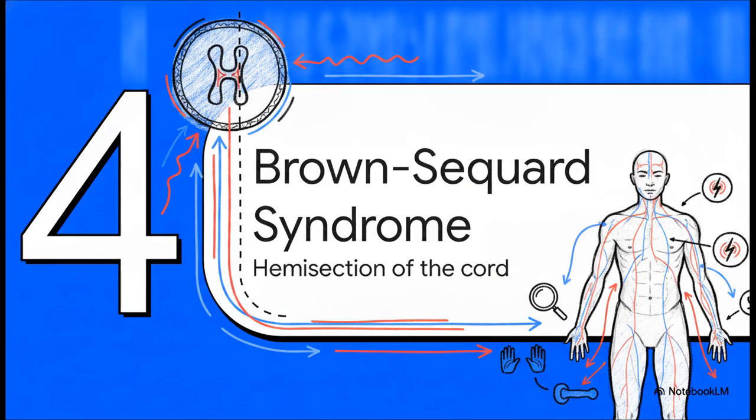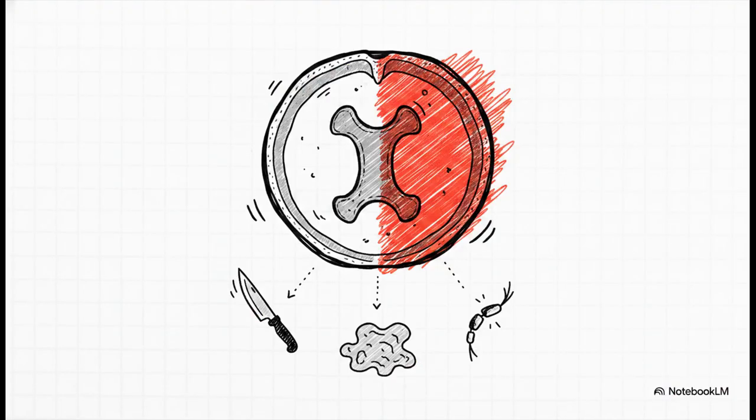And that deep dive into localization leads us perfectly into Section 4, decoding Brown-Séquard Syndrome. This is easily one of the most uniquely fascinating conditions in all of neurology, and it truly rewards a careful physical exam. So imagine the spinal cord being sliced perfectly down the middle.